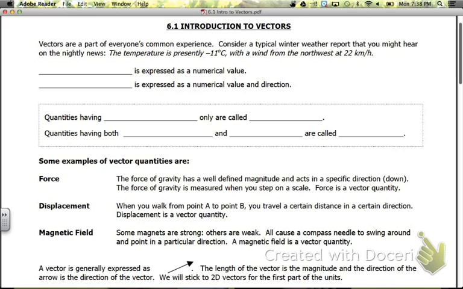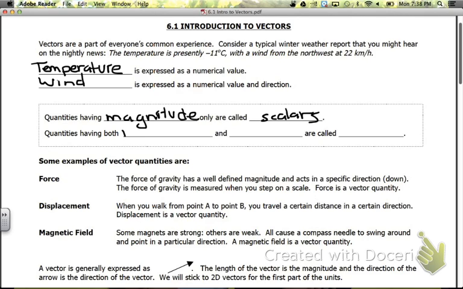So in this example, temperature is expressed as a numerical value, and our wind is expressed as a numerical value and a direction. Therefore, quantities having magnitude are called scalars, whereas quantities having both magnitude and direction, i.e. the wind, are called vectors.